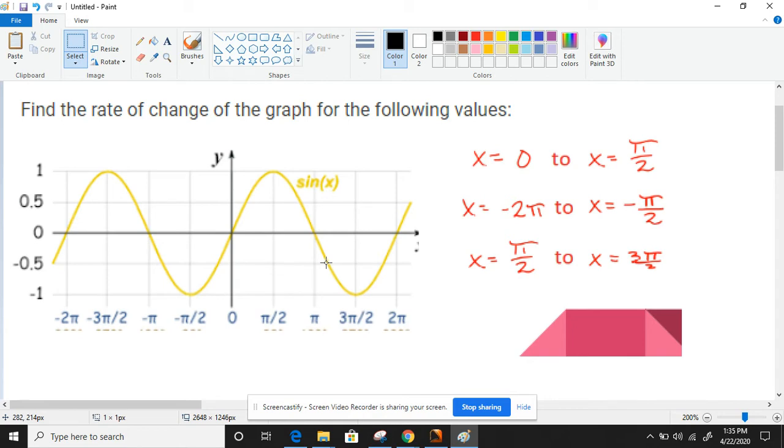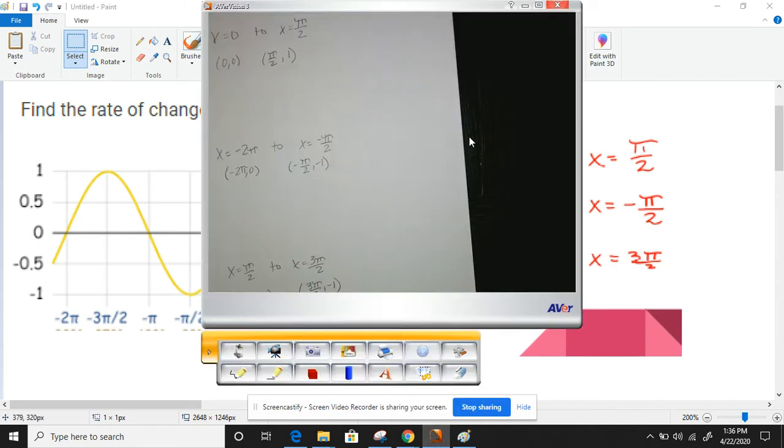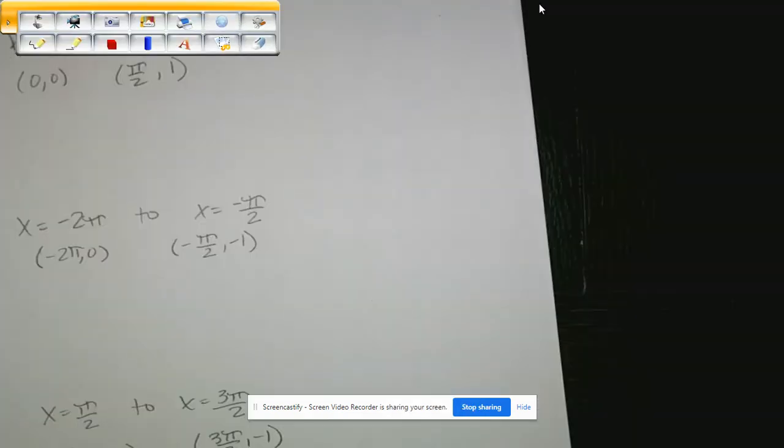And then on this side we have pi over 2 is also 1 again. And then 3 pi over 2 comes down here to negative 1. So that's how you make your coordinates, guys. Once you have your coordinates, you just find your slope.